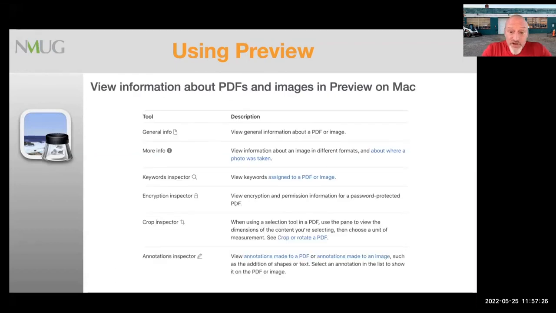So the Tools, General Info is general information about a PDF or image. More Info will tell you more information about different formats, when a photo was taken, where it was taken, if it was taken with an iPhone or a smart camera that has geotagging on it, you could see that. You can look for a Keywords inspector, which will give you keywords assigned to a PDF or image. Sometimes people will label images, and Preview will let you see the words that someone has assigned to an image if they did so.